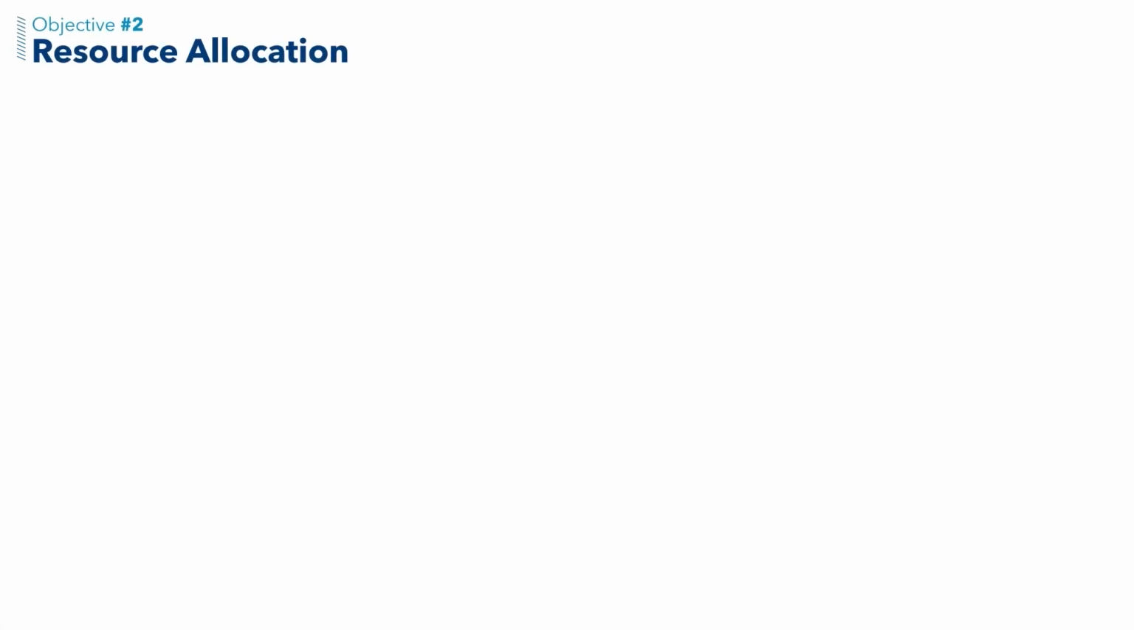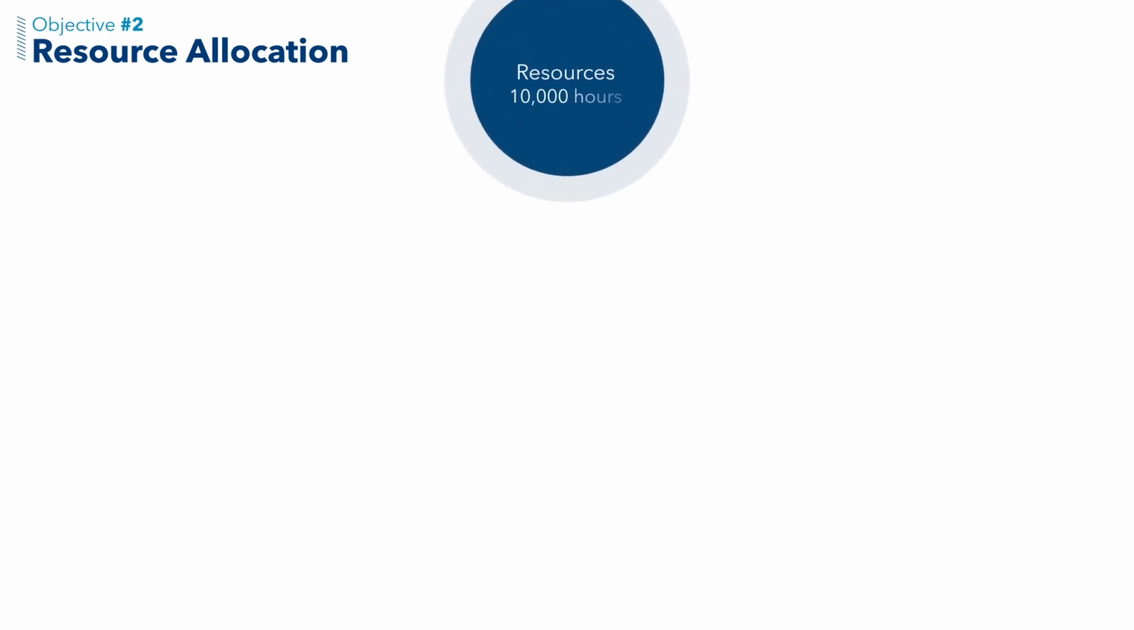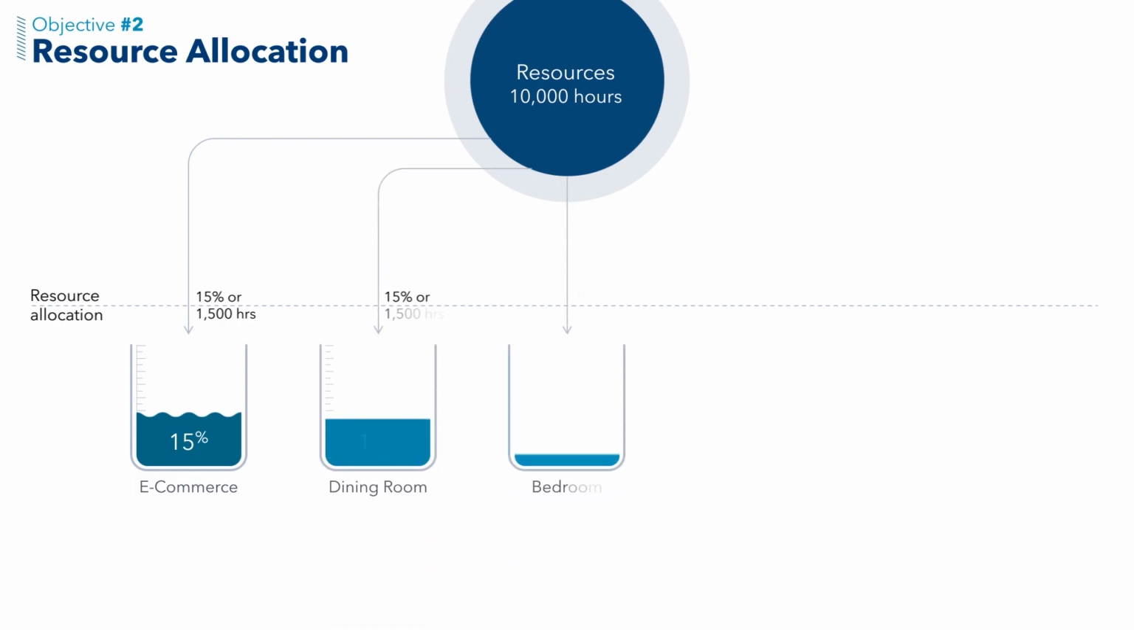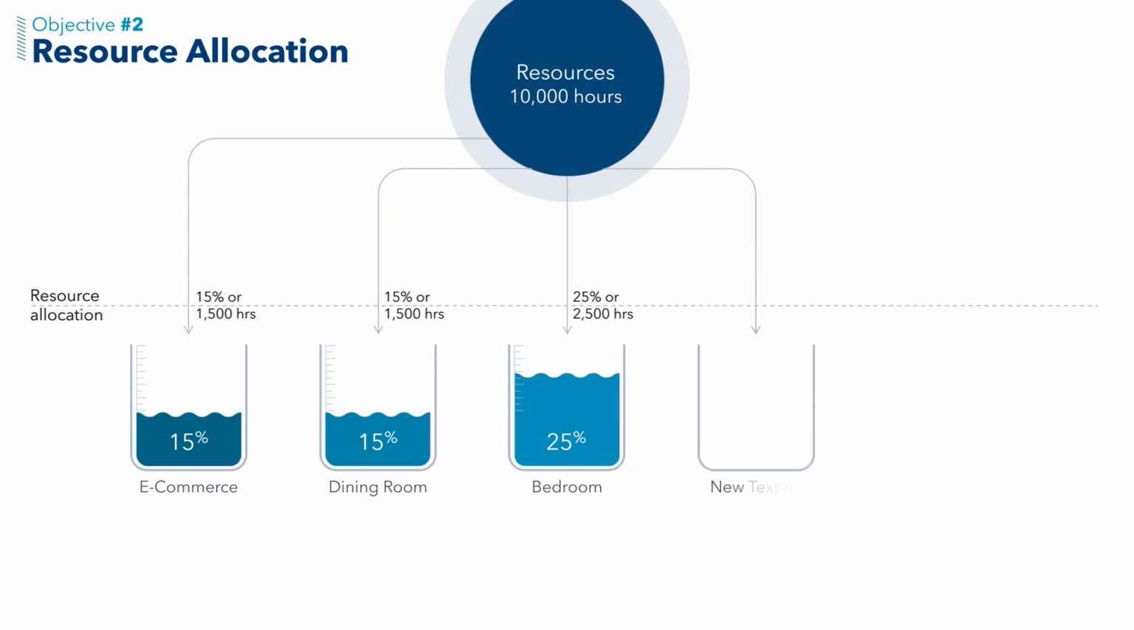Let's use the example of the furniture manufacturer. In this example, the manufacturer had a pool of resources of 10,000 hours which had been allocated to 4 strategic arenas: one focusing on a new e-commerce distribution channel, 2 focusing on products for the living and dining rooms, and 1 technology arena that is for the development of new textures.